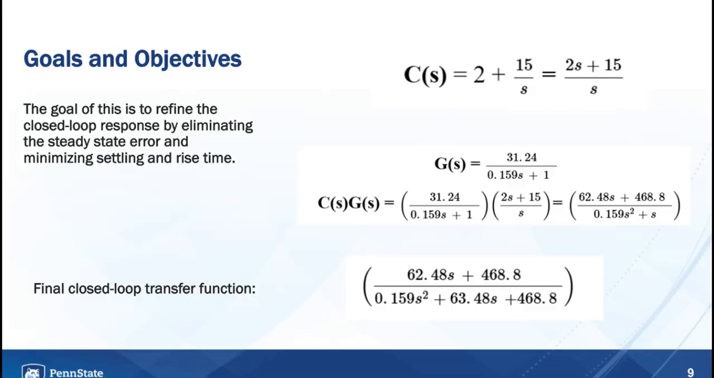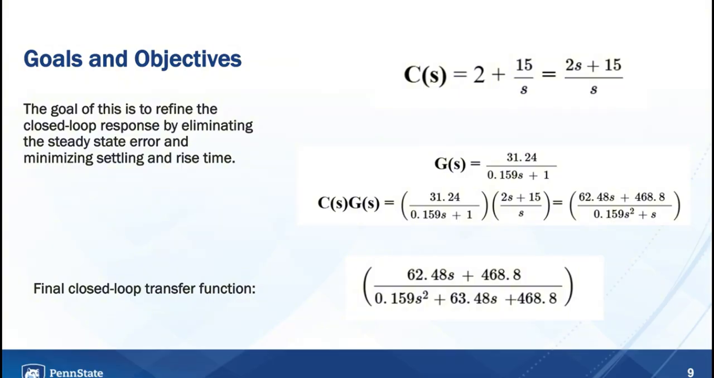The goal for this PID controller was to refine the closed loop step response. To optimize this response, the main objective was to eliminate the steady state error that was introduced by the unity feedback earlier, while also minimizing the settling and rise time. The following transfer function was found in the top right, which is of the form C(s) = Kp + Ki/s + Kd·s.